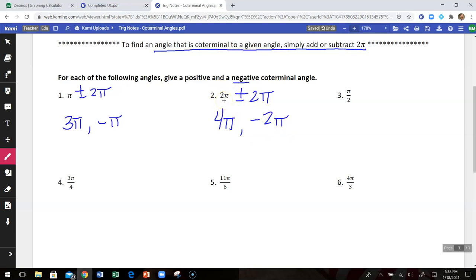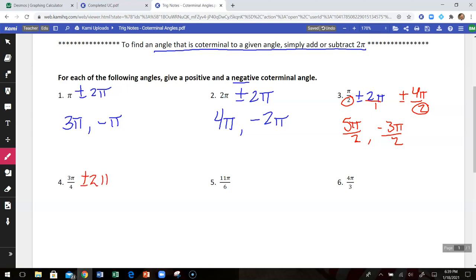Okay, same location there. All right, so I'm going to add and subtract 2 pi to pi over 2. Now, I've got a fraction, so I want to think of 2 pi as 2 pi over 1, which means I'm going to be adding and subtracting 4 pi over 2, because I need to make sure that my denominators are the same. Essentially I'm adding 4 to the numerator and subtracting 4 from the numerator, and I get 5 pi over 2 and negative 3 pi over 2. Those end up in the same location as pi over 2.